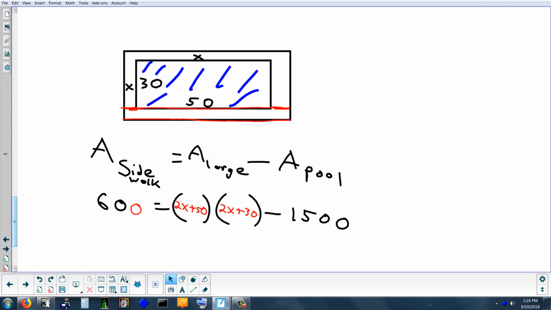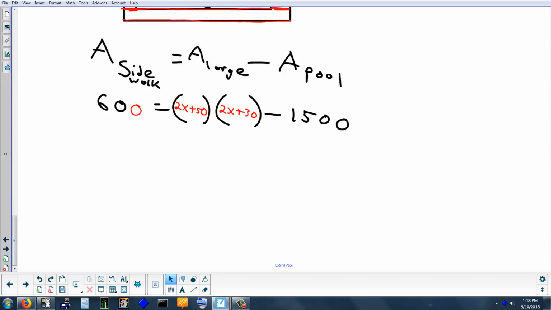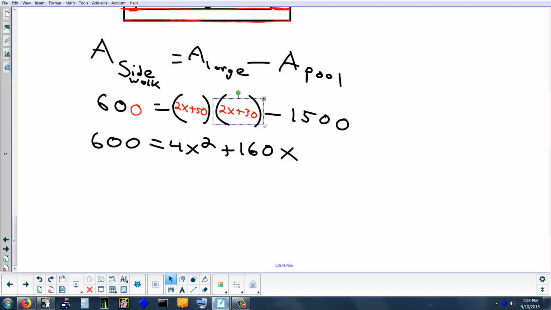Now we've got an equation, and we've got something to solve. Okay, so let's do this out. Remember what's in the parentheses here, that's FOIL. So you have to distribute that all out. So you're going to get 4x squared plus 60x plus 100x. So it's plus 160x.